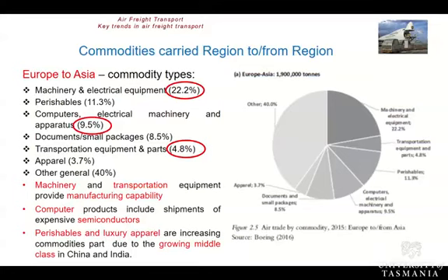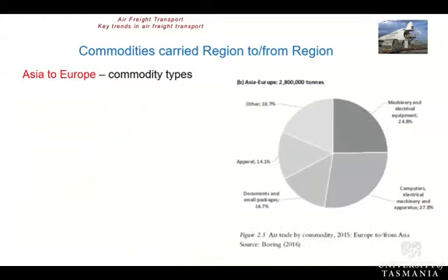And I suppose the other main element of that is, as you can see, you've got perishables at around about 11%. You've got apparel at 3.7%. Perhaps those perishables could be taking up some of those space because of that imbalance between the region. But apparel is an interesting one, 3.7%. And the argument there could be they're taking up the opportunity in the growing middle class of China and India.